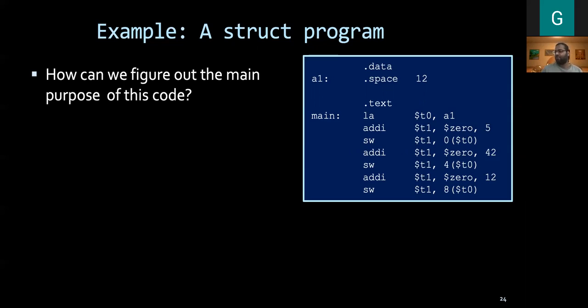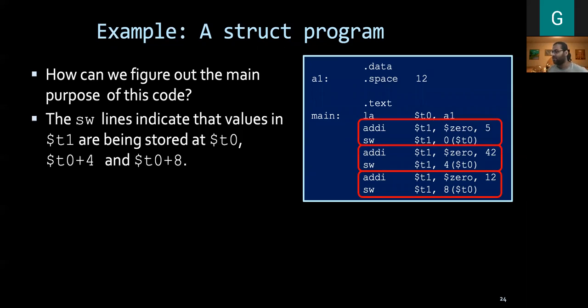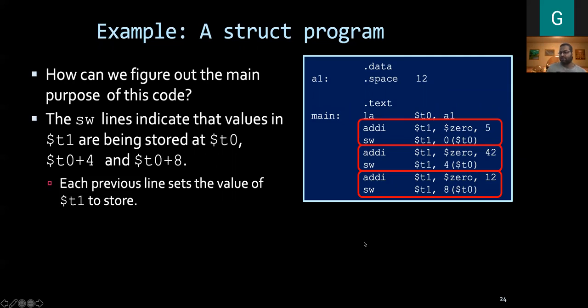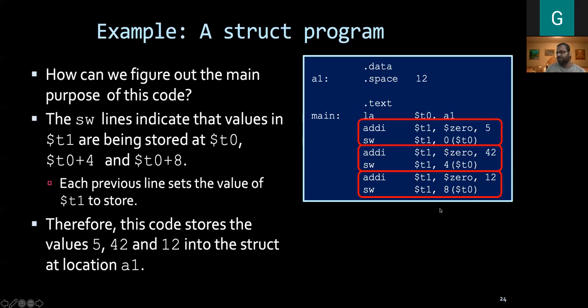Okay, so no one. So I guess the key here is going to be to look at the store instructions we have. And you see that we're storing some values in T0, then T0 plus 4 and T0 plus 8. So each line is setting some value that's been set by the line before it. So in this case, we're storing a 5 into T0, and a 42 into T0 plus 4, and a 12 into T0 plus 8. So we kind of have a struct here, which takes up 12 bytes. And then we're storing in 3 different elements in our struct.